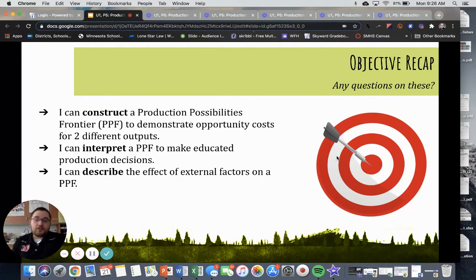To review our learning targets for today, hopefully by now you can construct a production possibilities frontier, or PPF, to demonstrate opportunity costs for two different outputs. You can interpret a PPF to make educated production decisions. And of course, you can describe the effect of external factors on a PPF, as we shift inward or outward with our PPF curve. Those are all examples of external factors that we can't necessarily control.